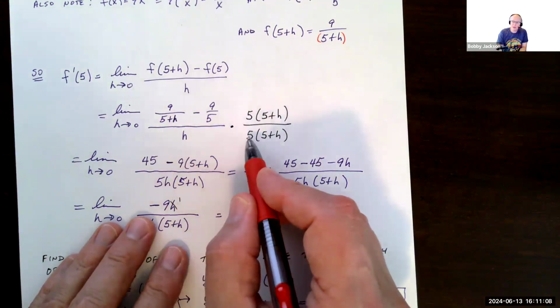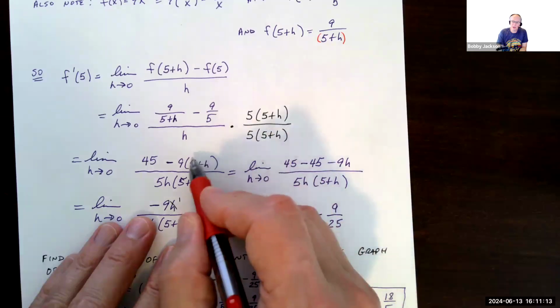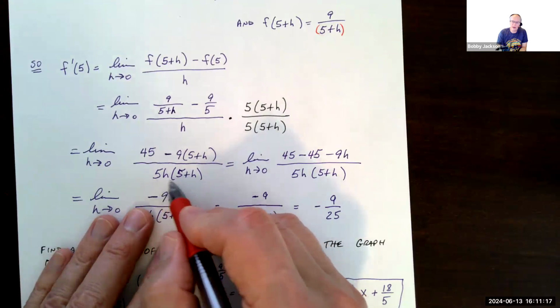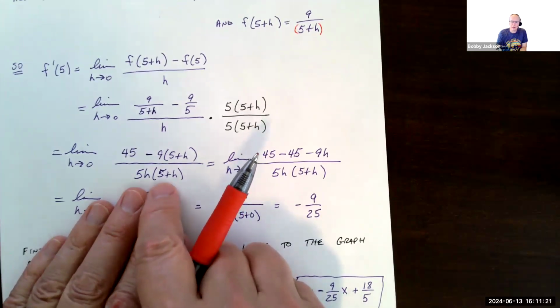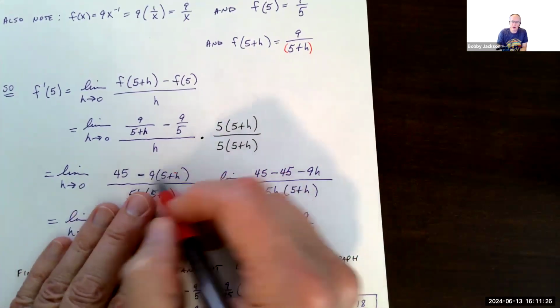H times the quantity 5 times the quantity 5 plus h is just 5h times the quantity 5 plus h. Now you could distribute the 5h through, but I'm not going to do that because I want that factored. In fact, leave that alone. It's factored. Now what happens up top? You see what I have here. How did I get this?